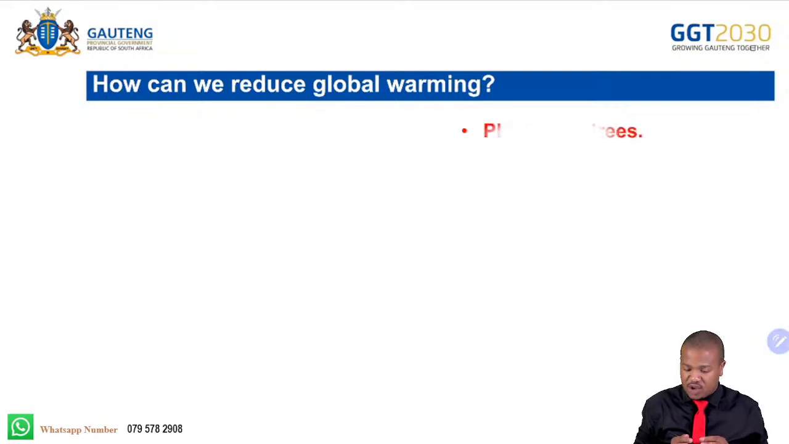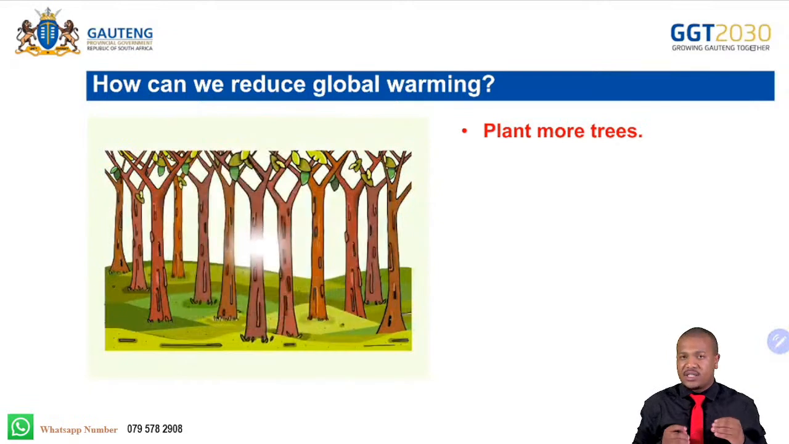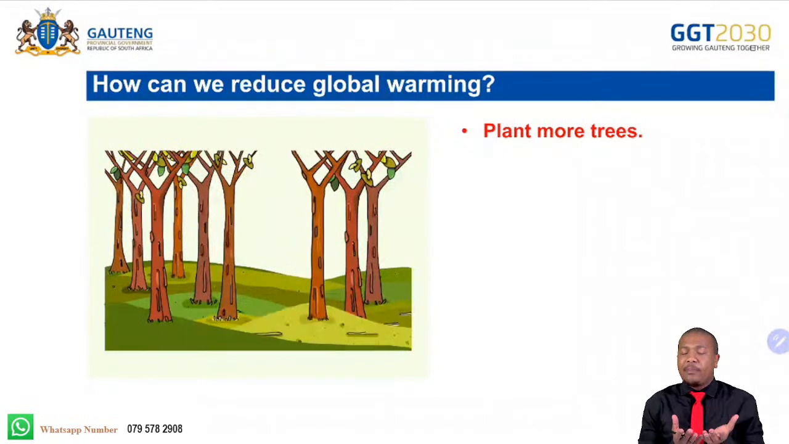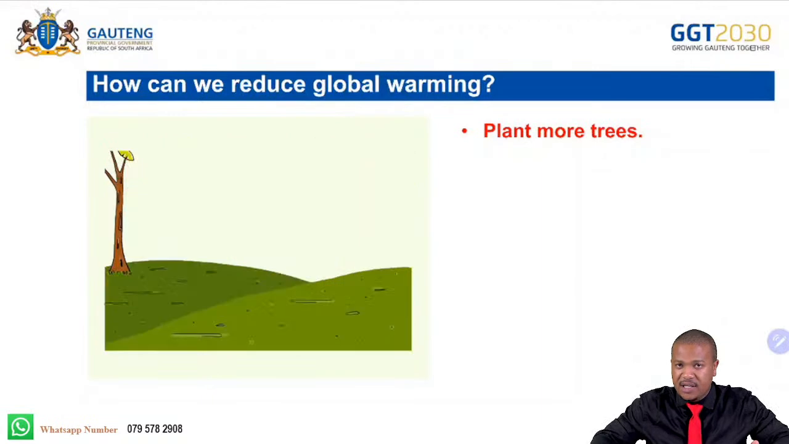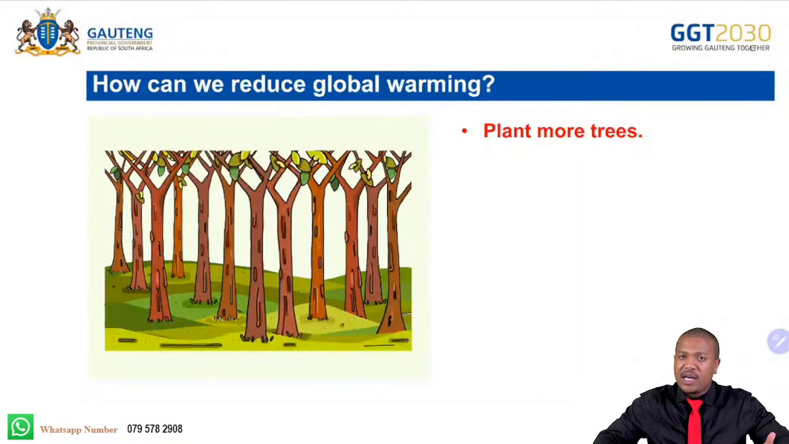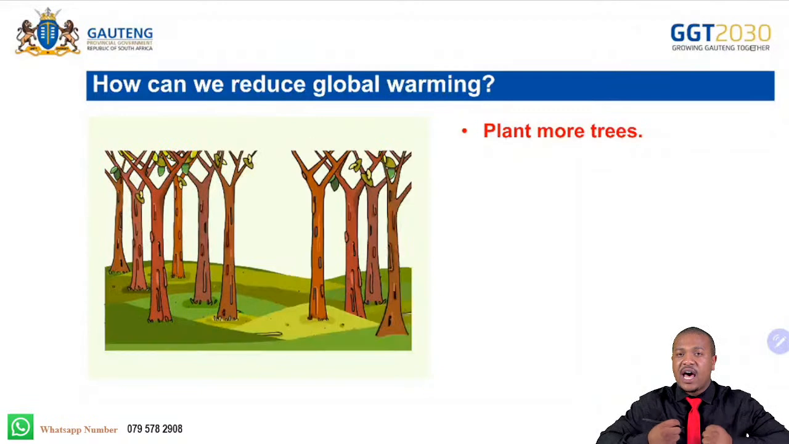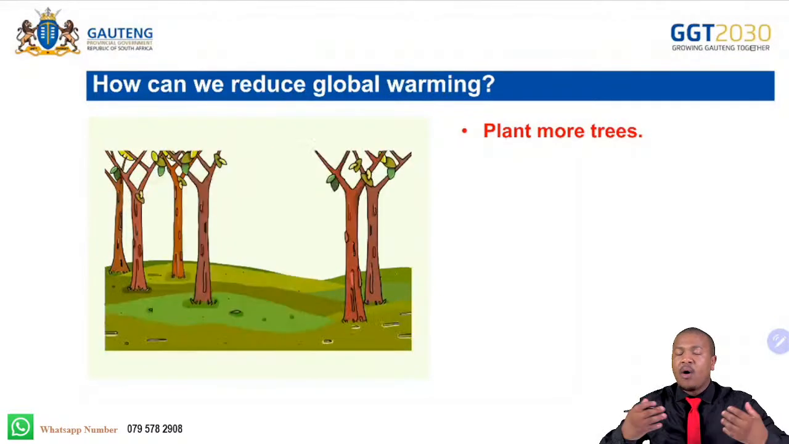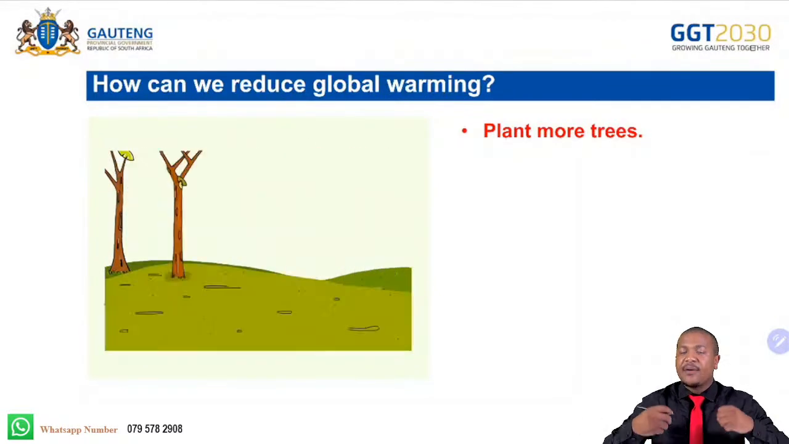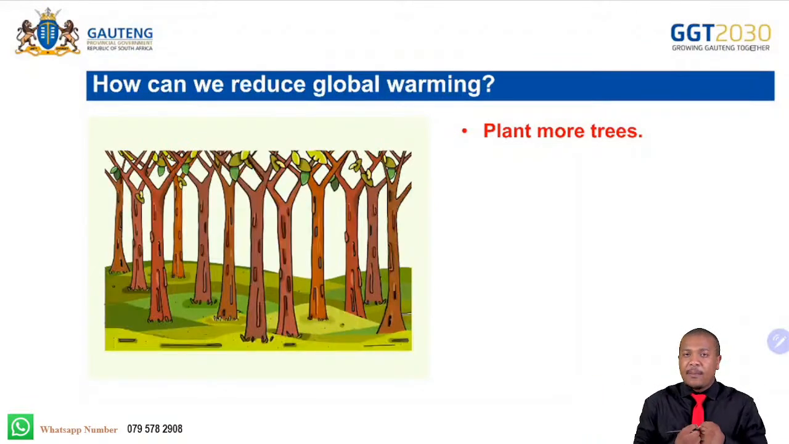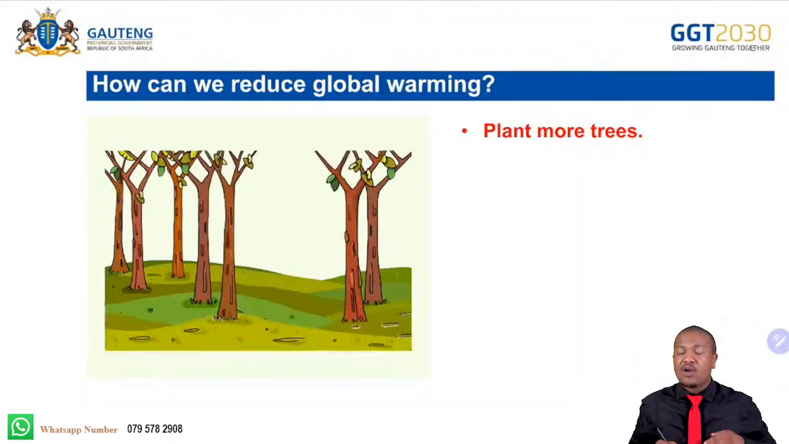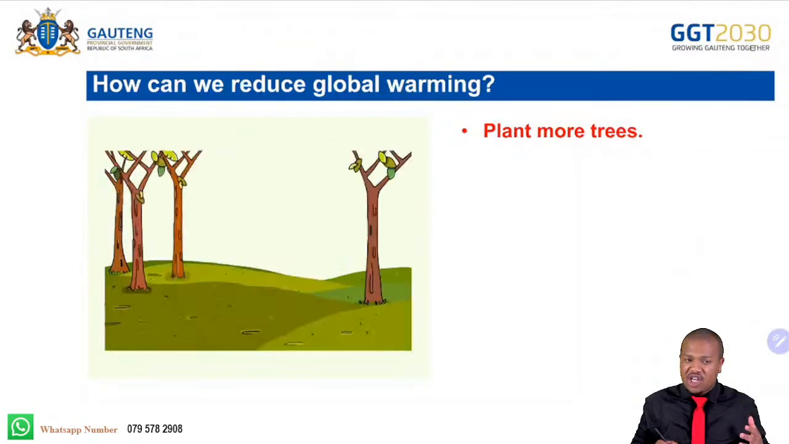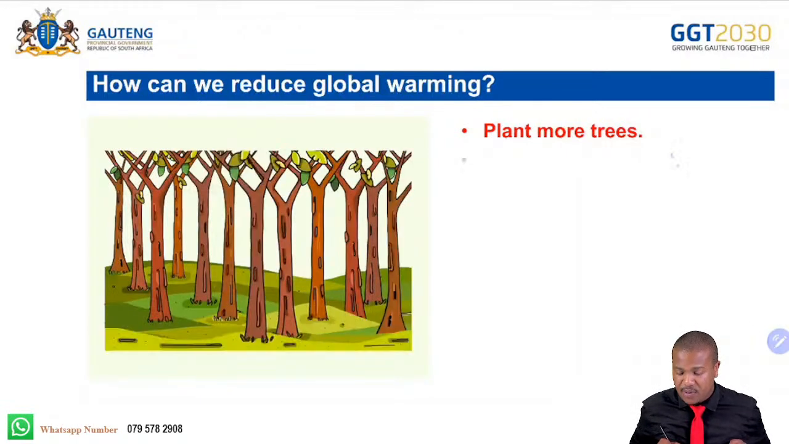The first thing that we can do is to afforest, to plant more trees. Why are we planting more trees? Let's take it back to our photosynthesis. Trees absorb carbon dioxide to photosynthesize. So the more trees we have, the more carbon dioxide is absorbed by our trees for photosynthesis, instead of more and more carbon dioxide reaching the atmosphere.